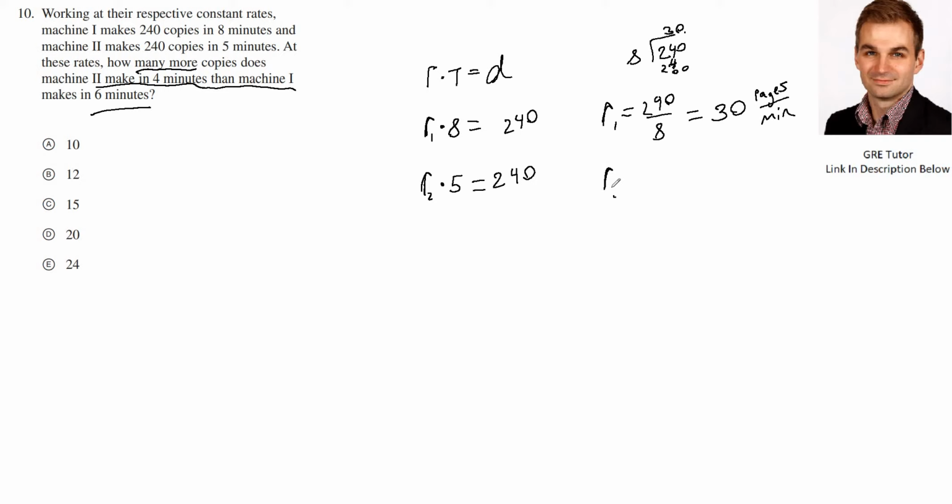Machine 2, or the rate for machine 2, is 240 divided by 5. 5 goes into 24 4 times, remainder of 4, bring down the 0, 5 times 8 is 40, so it's 48. So that is equal to 48 pages per minute.